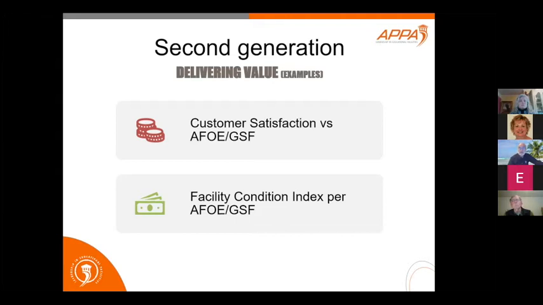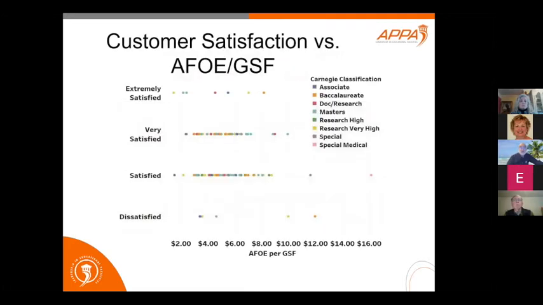A number of us have facilities that are in much older shape and poorer shape as a result, and maybe we realize that we're spending a lot of money just to take care of them. So here's one example looking at customer satisfaction and the amount of money that we spend per square foot. There's some interesting things we can see here. To some extent, it doesn't matter how much you spend on your campus, you can have dissatisfied people or extremely satisfied people, and it happens throughout the whole nation.